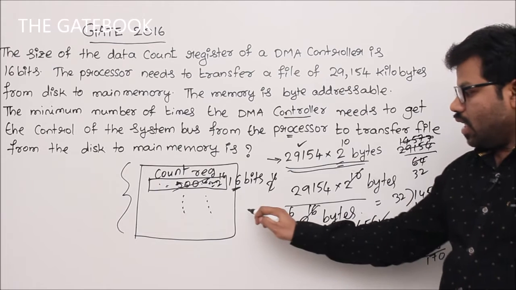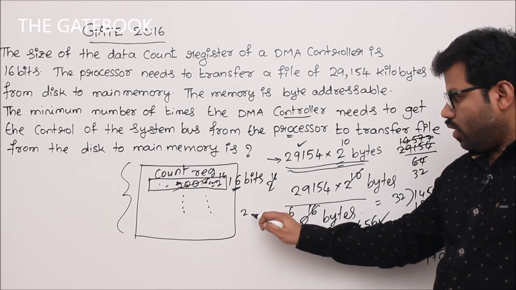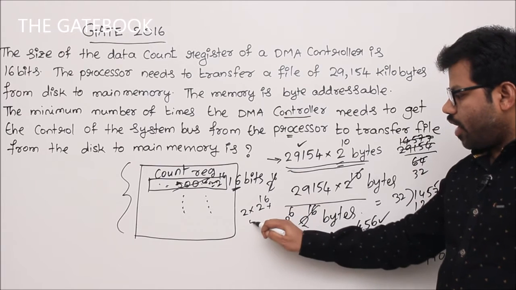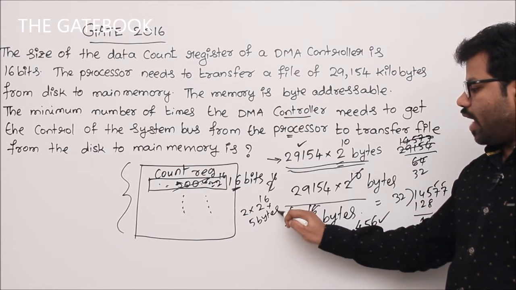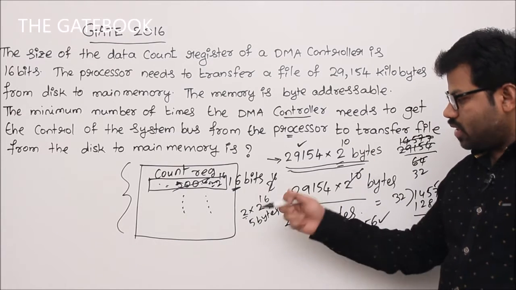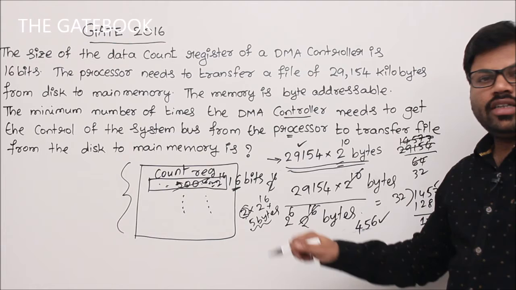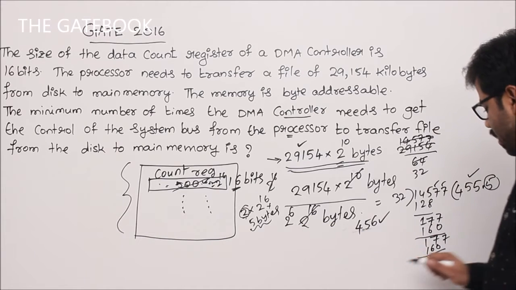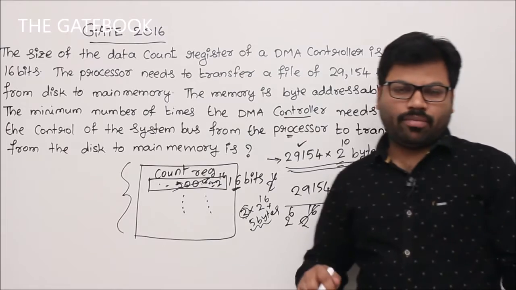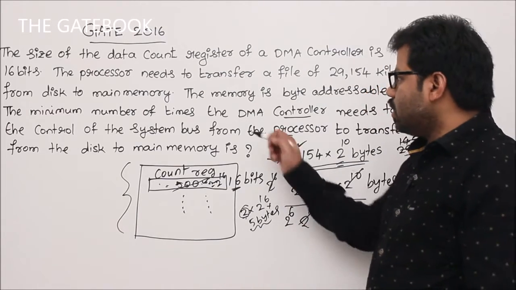Let me ask one question. If you have 2 into 2 power 16 bytes of data plus some 5 more bytes, then how many times do we have to do that? For 2 power 16 one time, because you have 2 power 16 two times, then for these 5 bytes one more time, so 3, right? That's why here also 455 times plus, because of this decimal point, one more time, right? 456. The answer is 456.